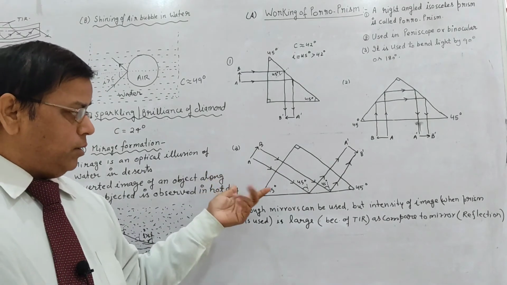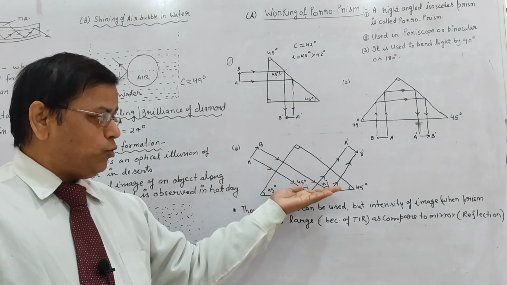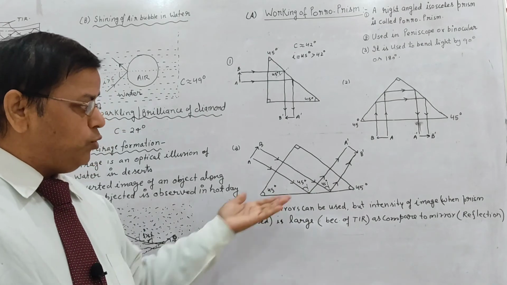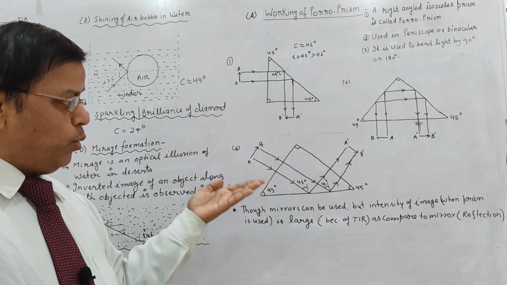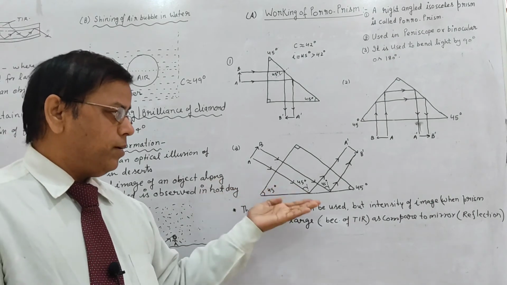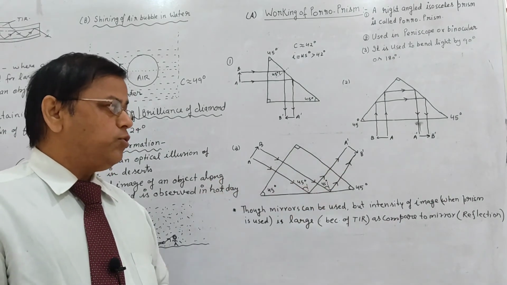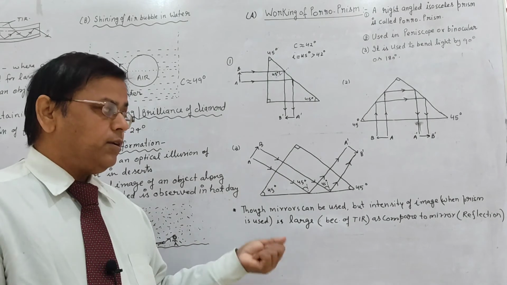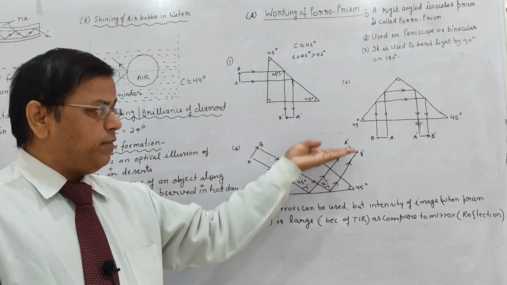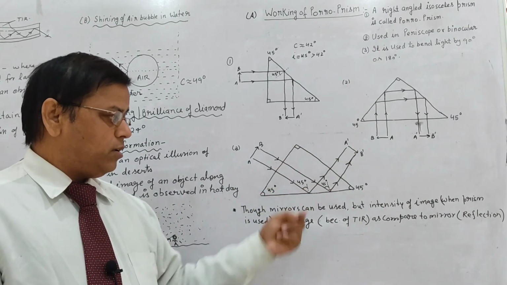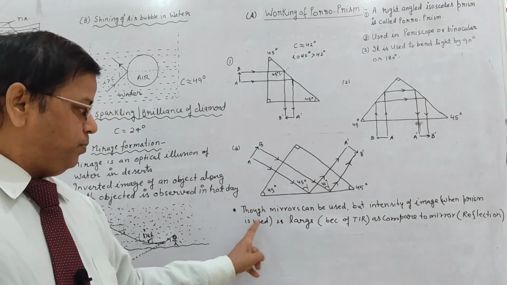Now we can bend light by using a mirror, but why am I not using a mirror here? I am using a prism because when reflection occurs from a mirror, 100% of the light energy is not reflected. Some energy gets absorbed by the mirror, but in the case of a prism, 100% of the energy is reflected because of total internal reflection. That is what is written here.